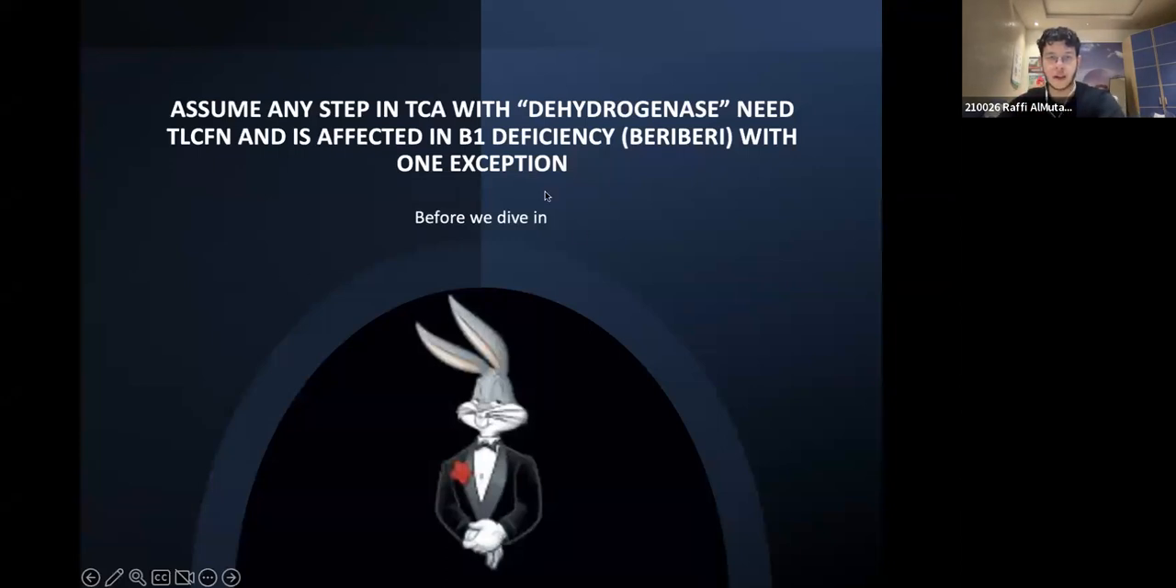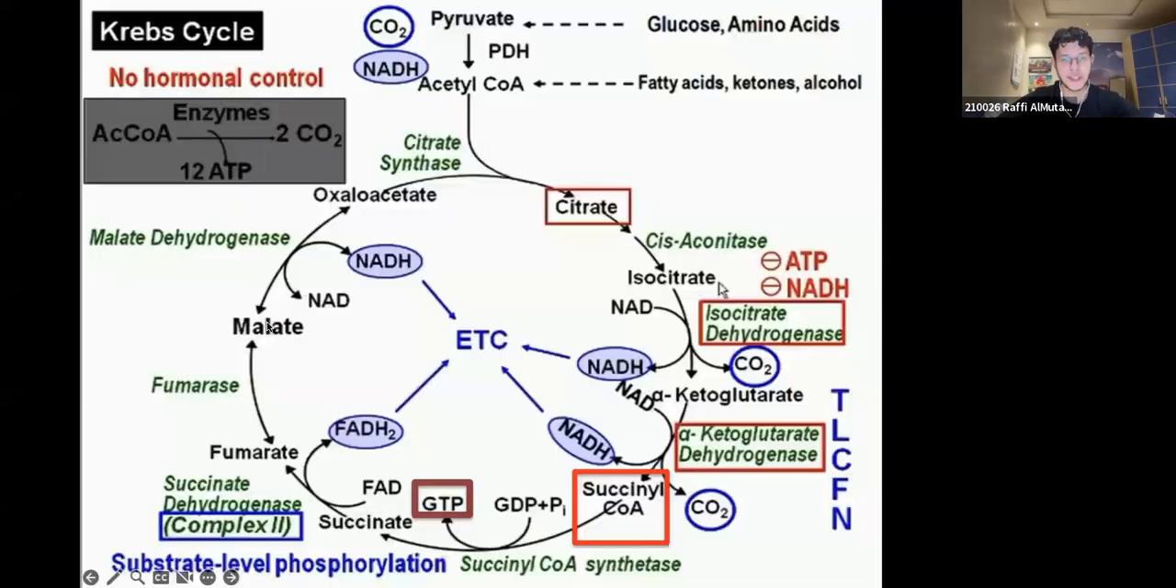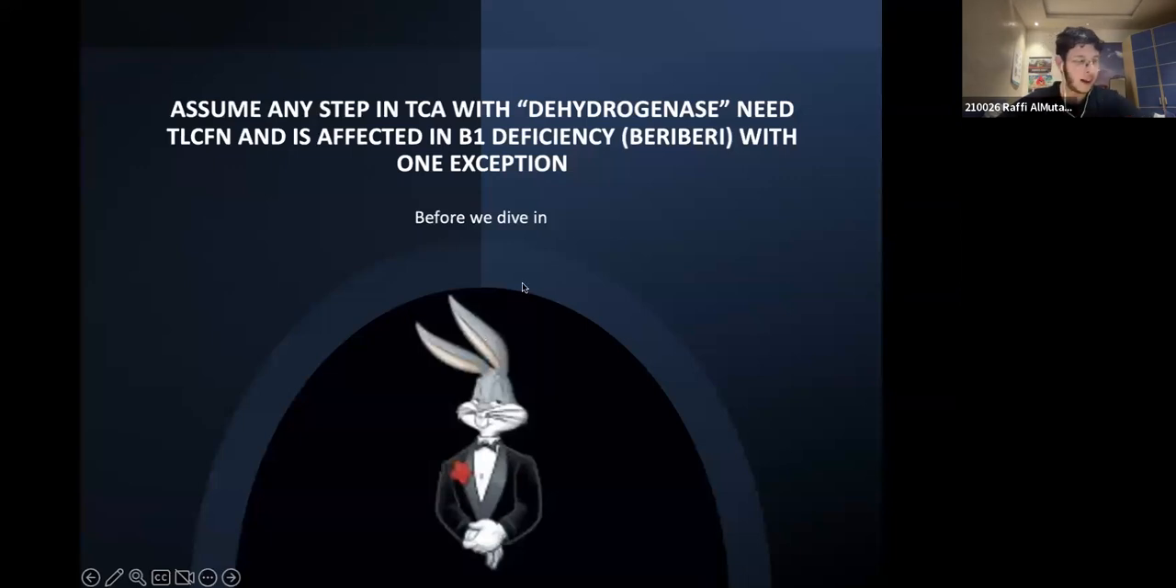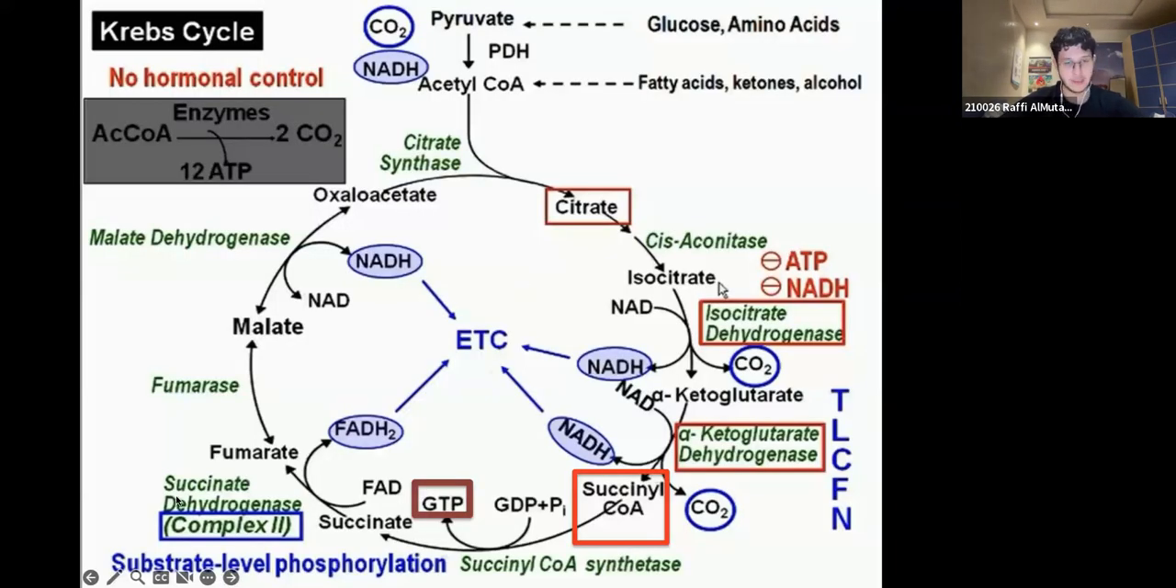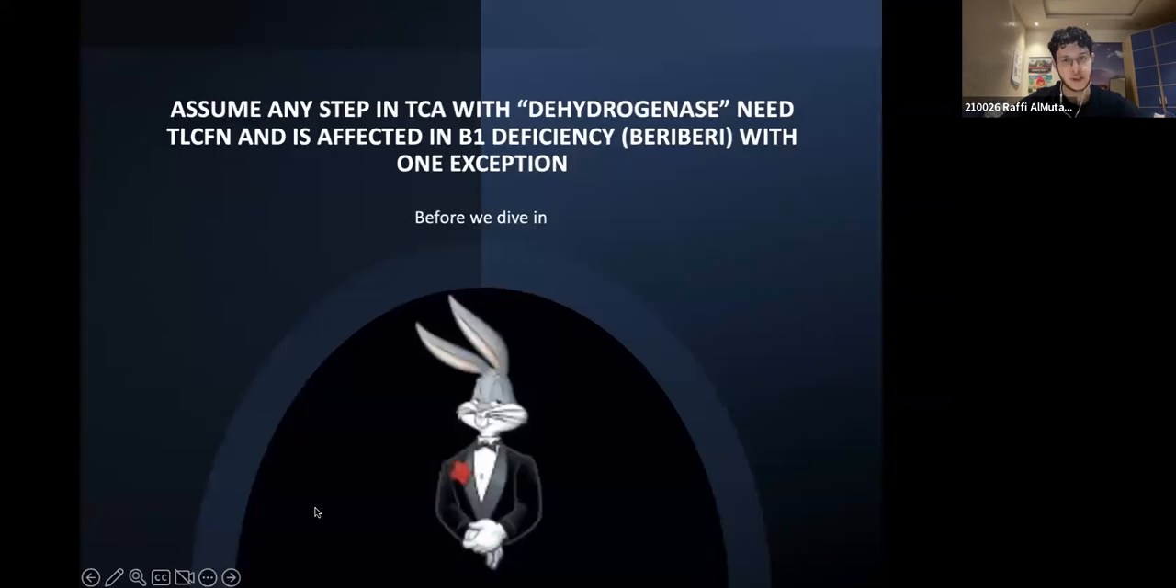And I wrote this here. Basically, one thing to note is that in beriberi, all of the dehydrogenases are affected by the lovely coenzyme for nerds, thiamine pyrophosphate. So it's not just pyruvate dehydrogenase, it's anything with a dehydrogenase except for one. And the one that is the exception would be succinate dehydrogenase.